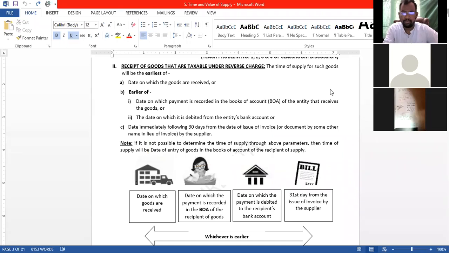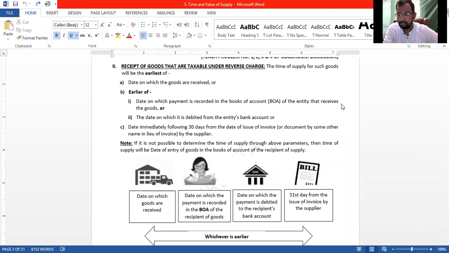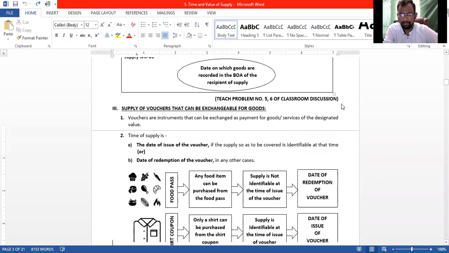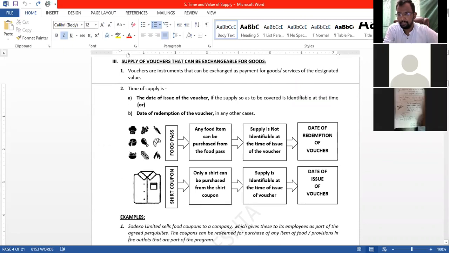And after that, you have a summary. Complete, ma'am? Now let's move on to the supply of vouchers that can be exchangeable for goods. So now what do you mean by this concept, supply of vouchers?